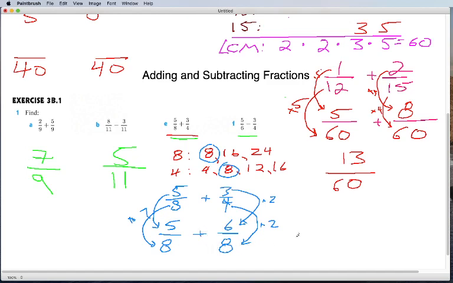And now that we have a common denominator, we can write out the final answer. So 6 plus 5 is 11. 8 we don't change, so that's our common denominator, and now we have an improper fraction, which we can leave as an improper fraction. So there we go. That's how we have to add and subtract fractions.